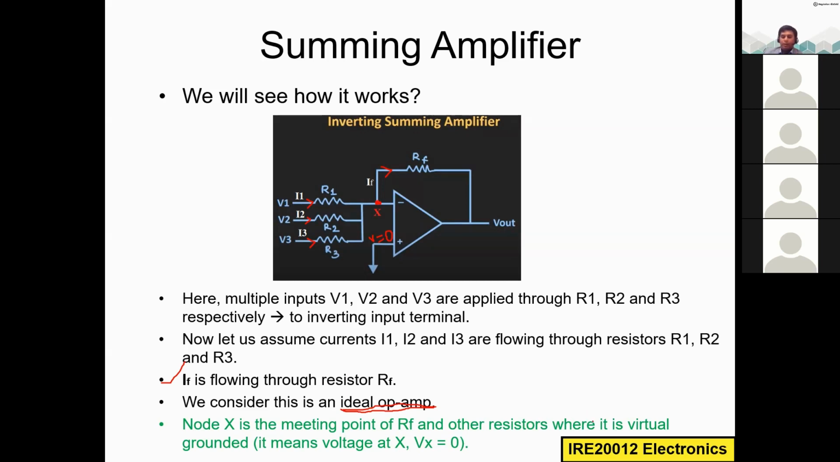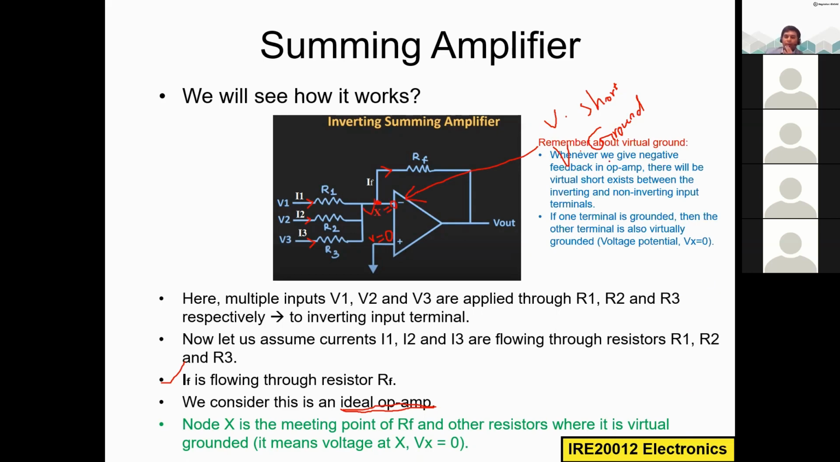And here you should remember the virtual ground and virtual short concept. This terminal is grounded, so the other terminal is also virtually grounded or virtually short circuited. Whatever voltage appears here will appear here also. So this is the node X, and the voltage potential at this node is called Vx. So this Vx is equal to 0 based on this concept. Okay, now we will move on.